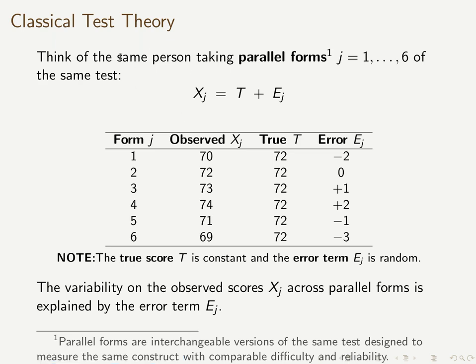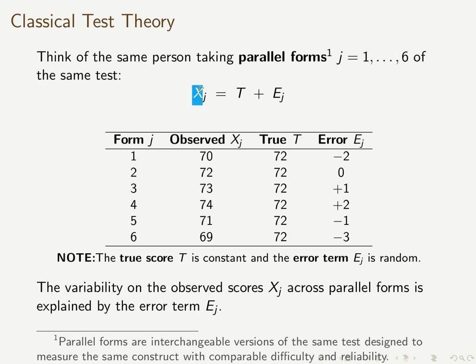So let's think about the single person that is taking perhaps 6 different parallel forms of a test. Let's say that these parallel forms are different versions of a midterm that result from sampling different sets of questions from a larger item bank. So what classical test theory tells us is that on each of those 6 different versions of the exam, which we're going to be denoting with this J index, J is now going to be moving between 1 and 6 to denote a specific value observed.